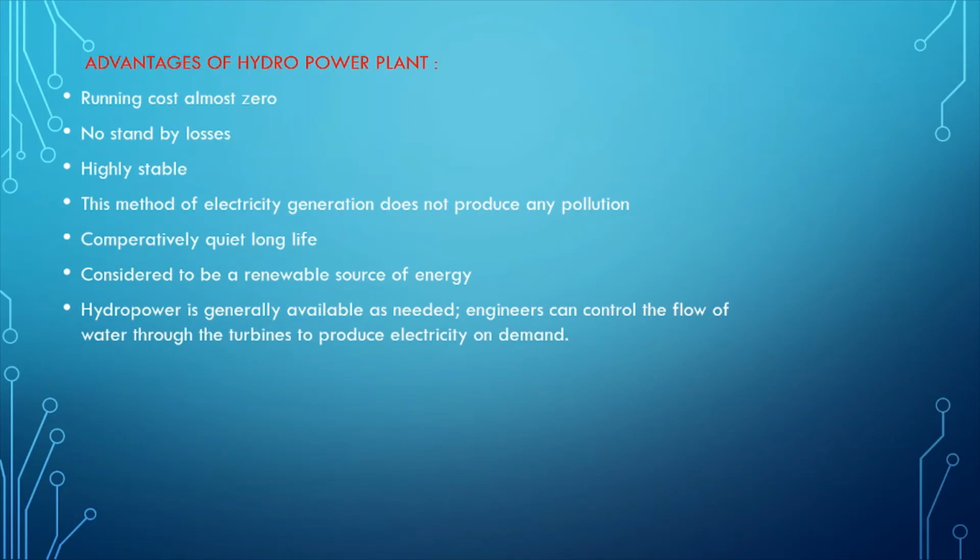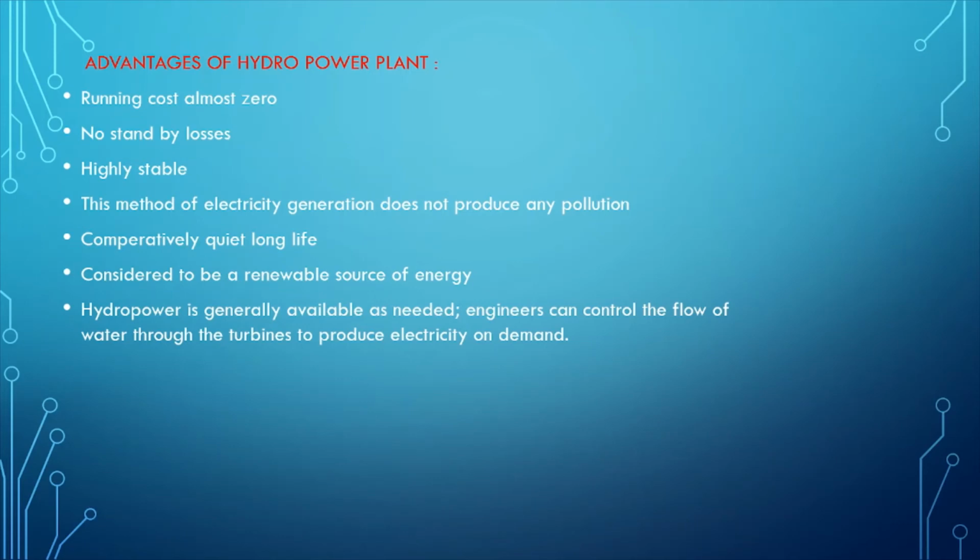The other one, this method of electricity generation does not produce any pollution. So, generating electricity with hydropower does not emit carbon dioxide, a greenhouse gas that drives global climate change. After a hydropower plant is built, it does not emit pollution into the atmosphere like many of its non-renewable energy counterparts such as coal and natural gas.